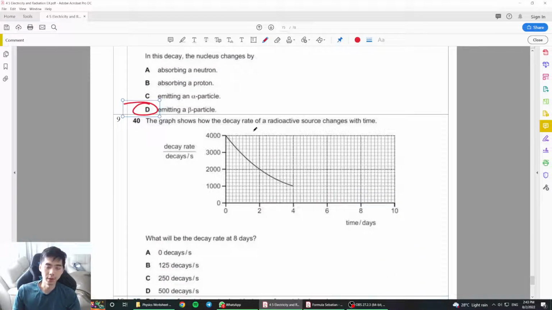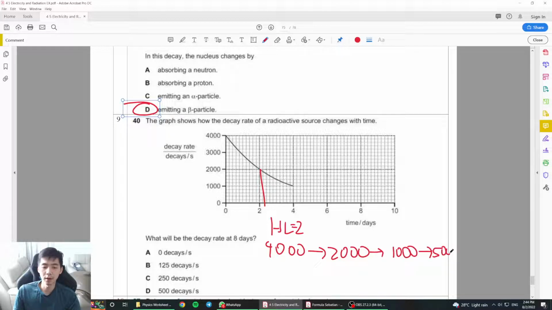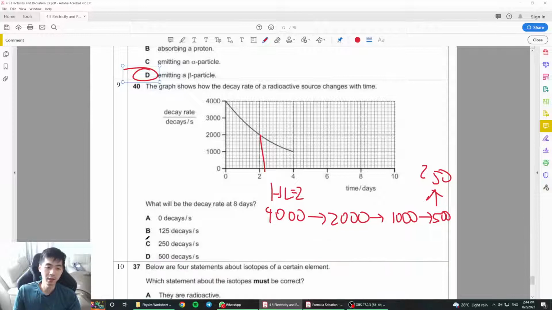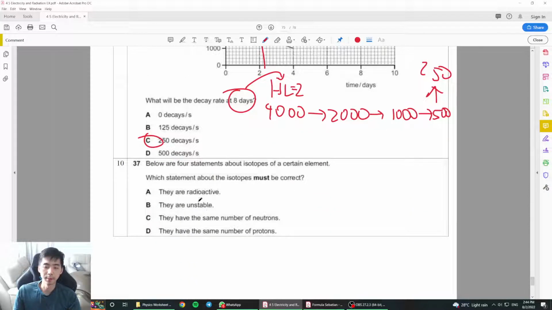The graph shows how the decay rate of a radioactive source changes with time. 4000 to 2000 is here. What will be the decay rate after 8 days? So the half-life is 2, right? 8 days is 4 half-lives. 4000, first half-life to 2000, second half-life to 1000, third half-life to 500, and the final half-life, which is the fourth half-life, to 250. So obviously the answer here can be no other than C, right? You just need to know how long it took only.